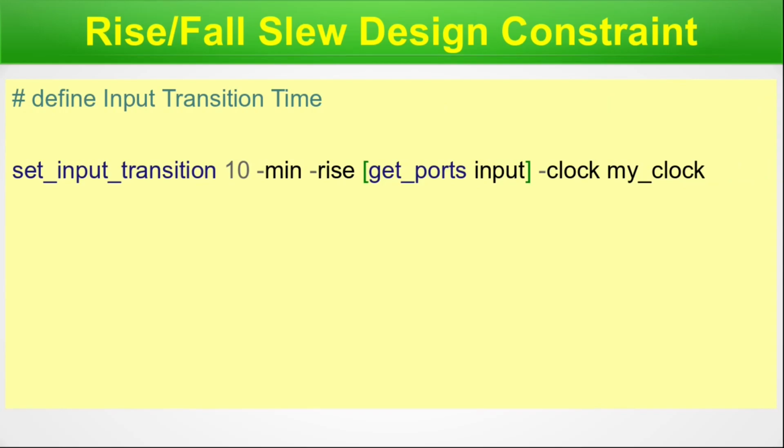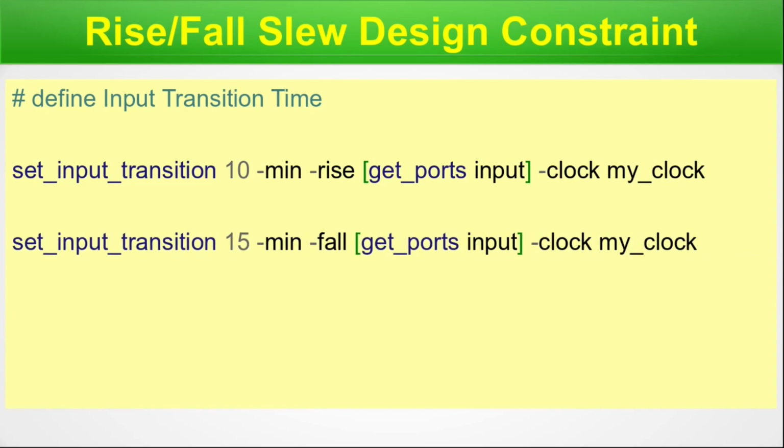So let's move on. Rise, fall, slew design constraint. In this slide, we are going to exemplify the rise and fall slew constraints through commands. Here goes our example. Define the input transition time. Set input transition 10, then minimum, then rise, then get ports of input and clock is my clock. Set input transition 15, minimum for fall type transition, get ports for input and then clock my clock.